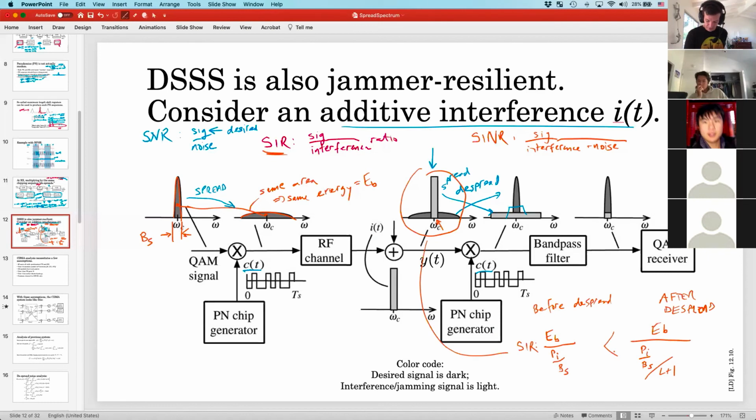There are 3 or 4 different knobs and parameters you can fiddle with here. You could fiddle with your EB, you could fiddle with their total PI, you could fiddle with the baseband bandwidth BS, and you could fiddle with the spreading factor L. In all of those cases, the things that you would expect to happen would happen. If you increase your EB, then your SIR improves across the board. If you increase their PI, then your SIR diminishes across the board because you're giving your opponent more power.